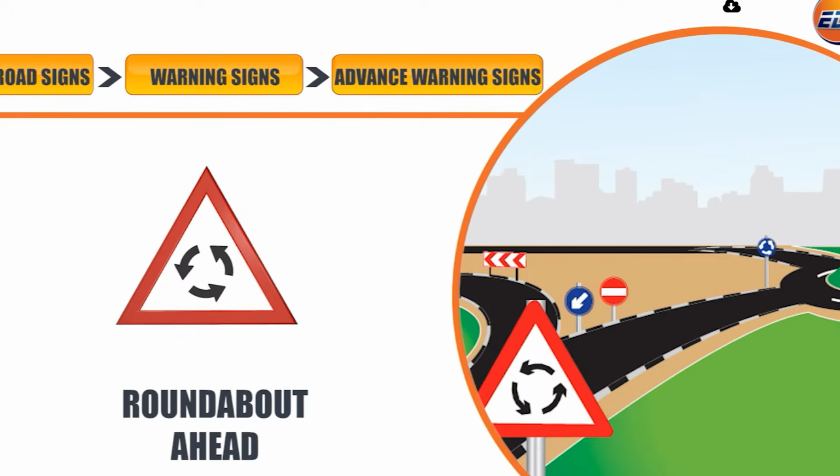Roundabout ahead. This sign indicates the presence of a roundabout ahead. Roundabouts are different from an intersection, where the traffic moves around a circular island. It can be found on single or multiple lane roads. This sign is used to warn drivers that they are approaching a roundabout, so they must position their vehicles in the proper lane according to their direction. It is advisable to not overtake after this sign.